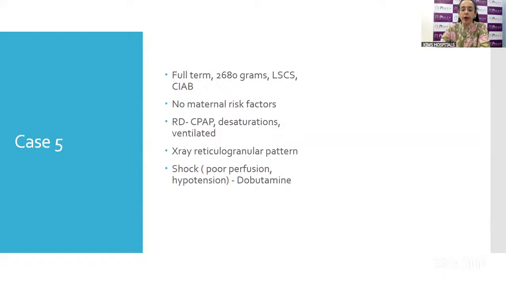So this we should keep in mind whenever the baby is born out of the chronic oligohydramnios. So the pulmonary hypoplasia component should always be kept in the mind.